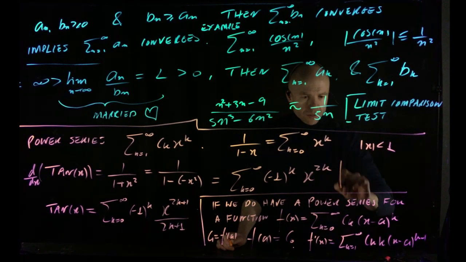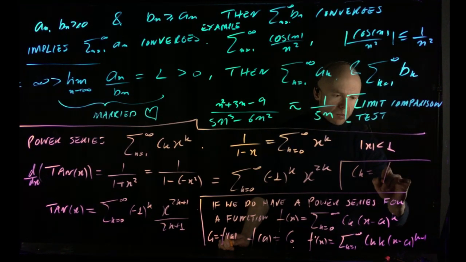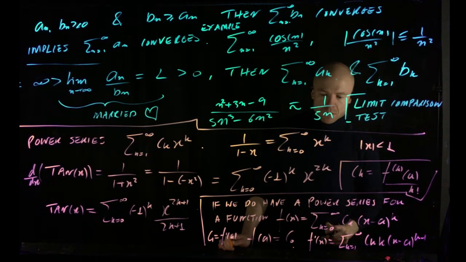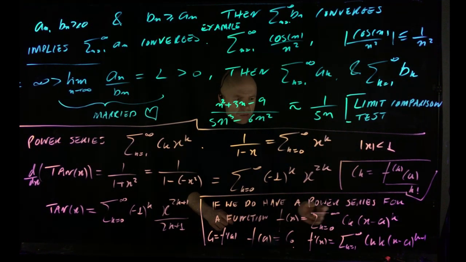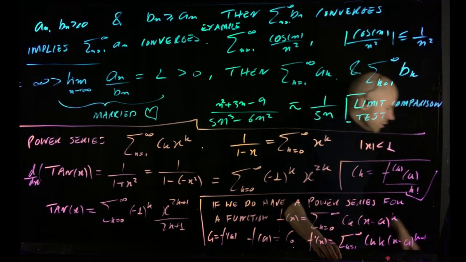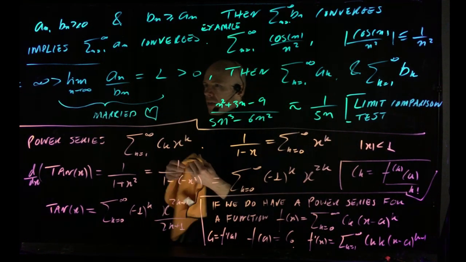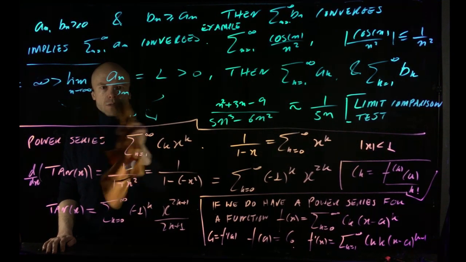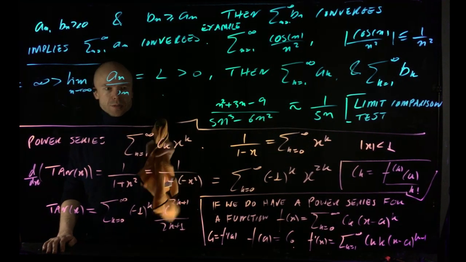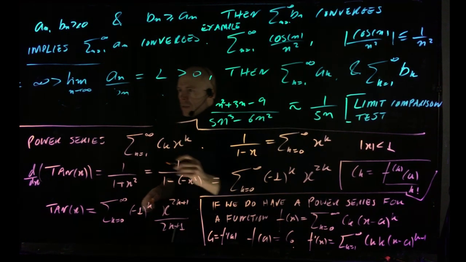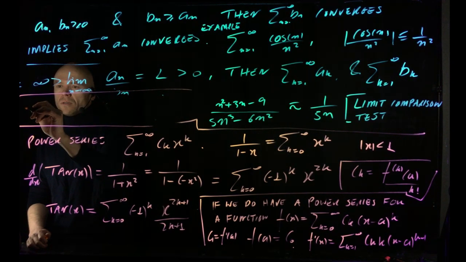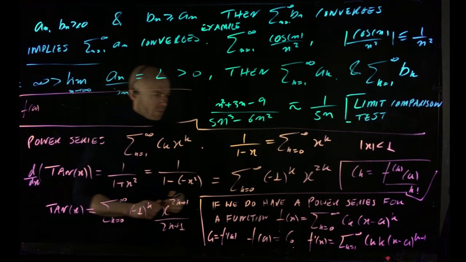If we keep doing this, we'll find that ck is equal to f to the k of a over k factorial. So if there is a power series for our function, then we know what the coefficients have to be. And that leads us to this kind of interesting thing that if we look at the first few terms of the power series, the first term we've learned is f of a.